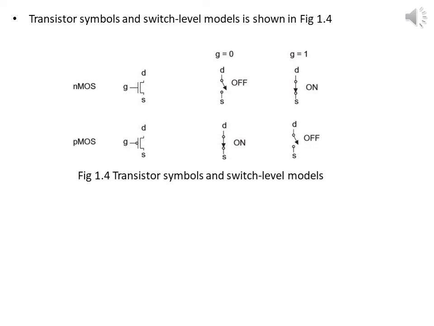It is vice versa in PMOS. So here, when the gate is low, there will be a communication between drain and the source. So there will be a closed circuit, which is named as on condition, and when gate is high, then there will be no communication between the drain and the source, which is going to be the off condition.